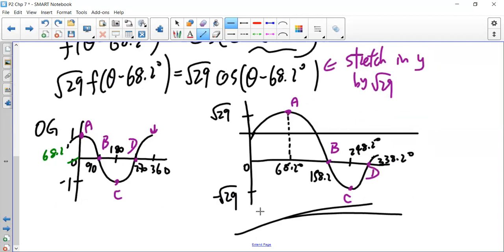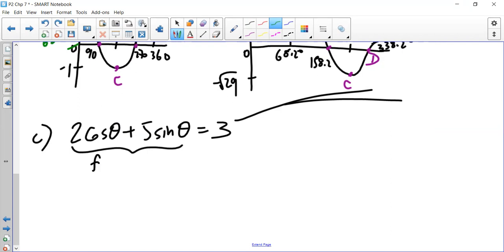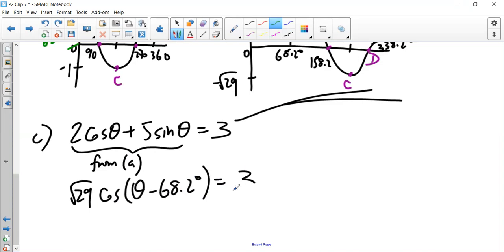It's like the bus timetable. Is it useful? Yes, but can you rely on it? Maybe not. So part C: to solve the equation 2 cos theta plus 5 sine theta equals 3. First, let's do a bit of makeup. So change the 2 cos theta plus 5 sine theta, from part A, into root 29 cos of theta minus 68.2 degrees. This skill is going to be useful in modelling. We convert the equation into this format from part A, because now we can solve it quite easily.